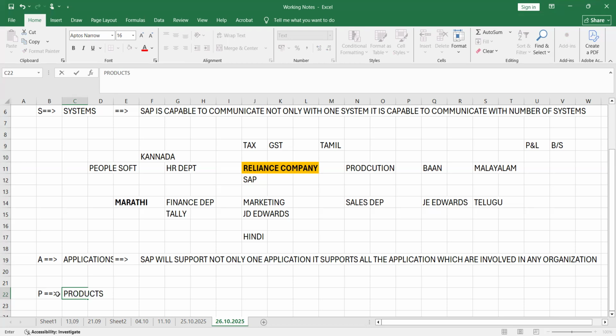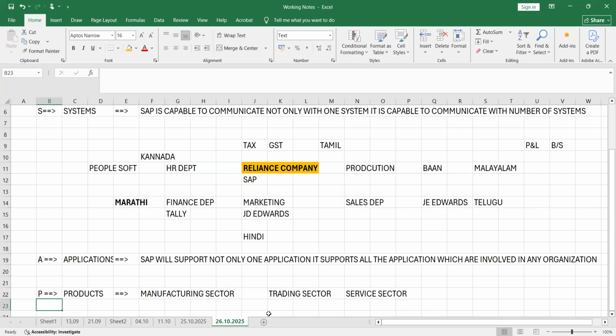Okay. So what do you mean by products? SAP will see the sectors are divided into three categories. One is manufacturing sector, trading sector, service sector. Any business you take will fall under manufacturing unit, trading, or service. Apart from these three, any other sectors we have?